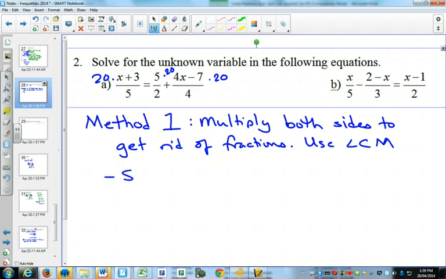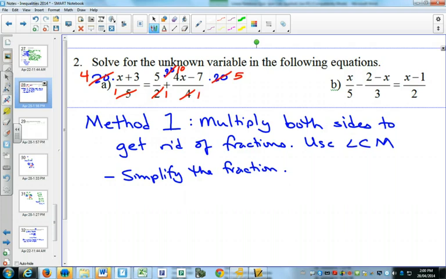and then you're going to simplify the fractions into a normal form. What I mean by simplify the fraction is 20 divided by 5 is the same as 4 over 1, and 20 divided by 2 is the same as 10 over 1, and 20 divided by 4 is the same as 5 over 1.